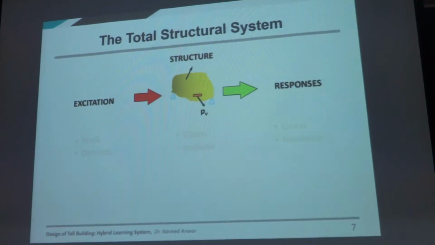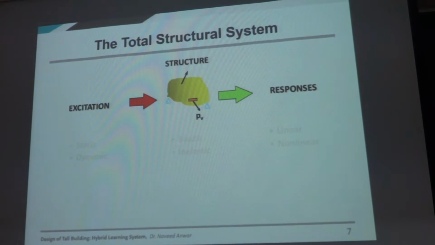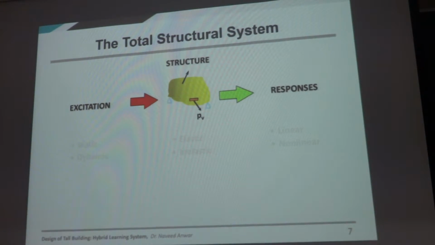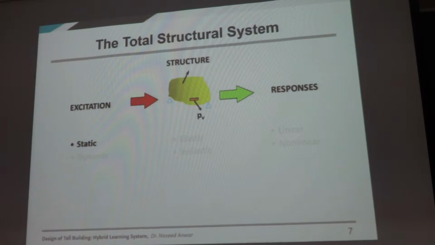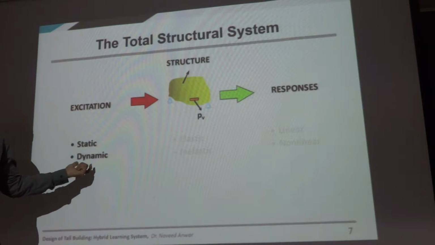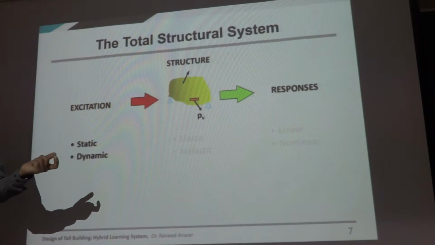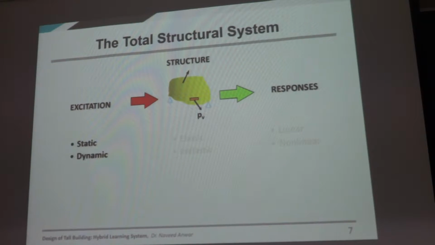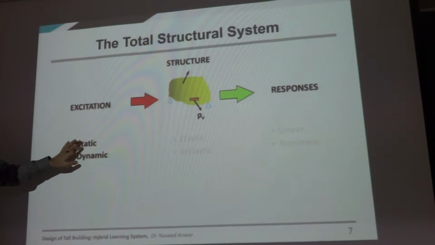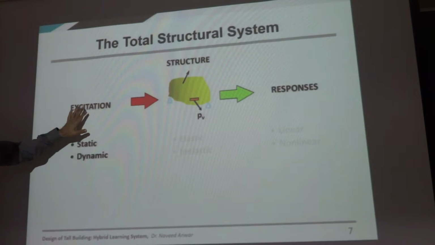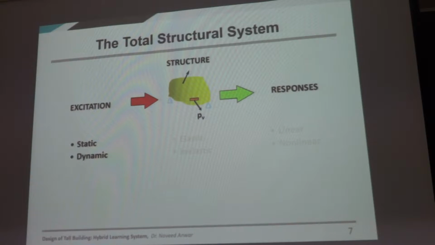Which brings us to the full picture. The full picture of the structure is that excitation could be static, which I told you, slowly applied. Static means very gradually slow or standing force, or it could be dynamic, applied with a time component, very fast or changing with time. So if the force is changing with time rapidly, it's a dynamic force. If the force is not changing with time or is slowly changing, it's a static force. So the excitation, whatever that is, could be either static or dynamic, and that will impact the response. Correct?